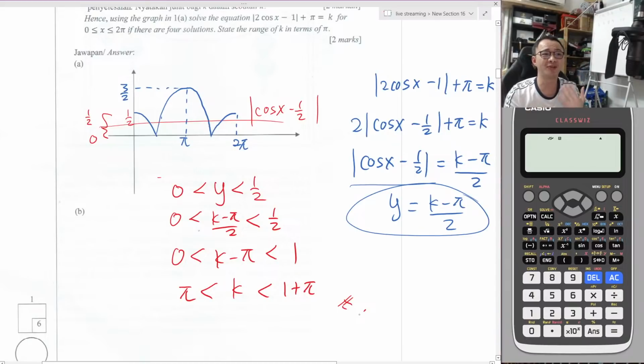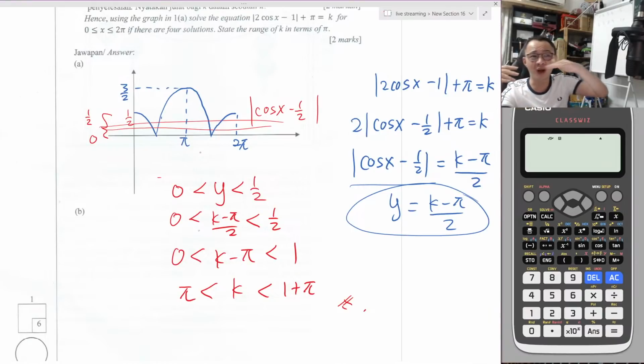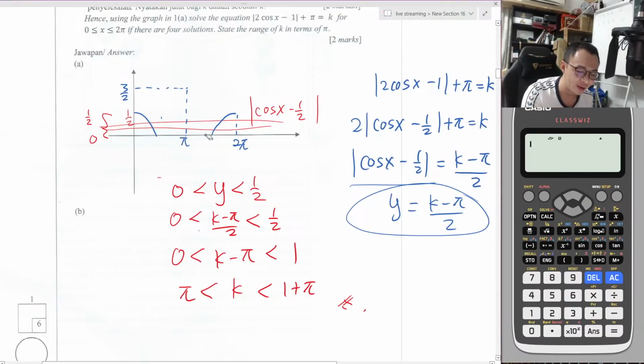So yeah, I hope you get the idea. Because you can just try to draw any horizontal line between 0 to 1 over 2. You realize you will touch about 4 points. But when you reach 1 over 2, you actually only touch about 3 points only. So therefore it cannot equal 1 over 2.